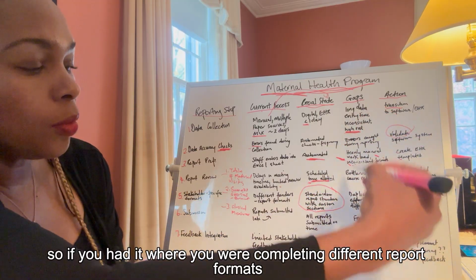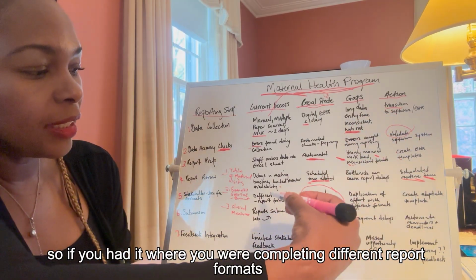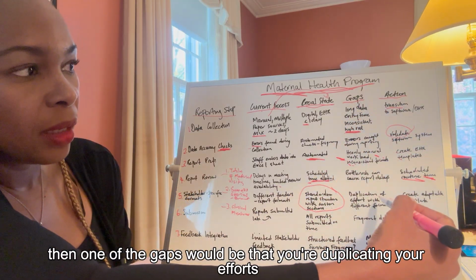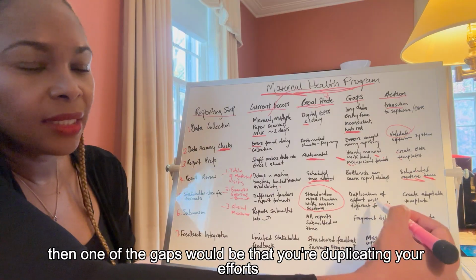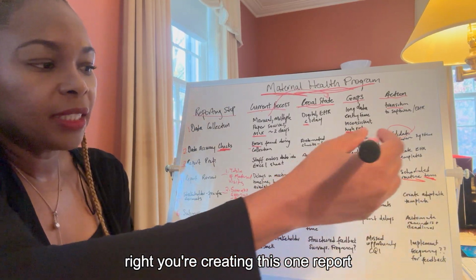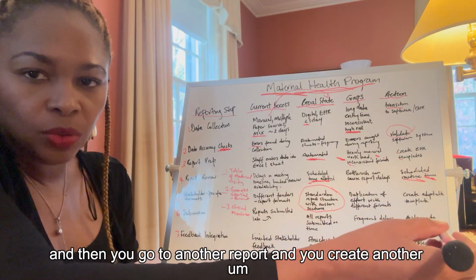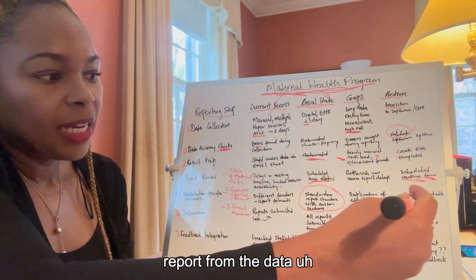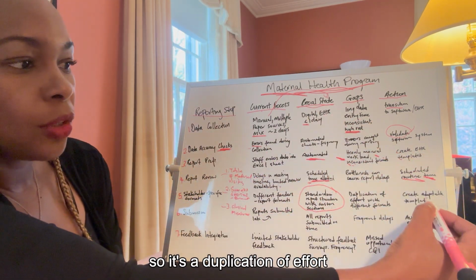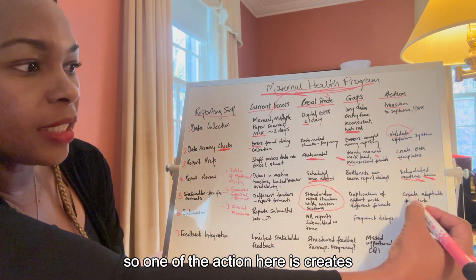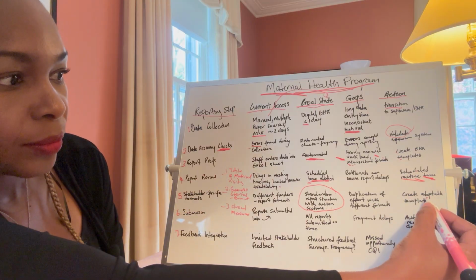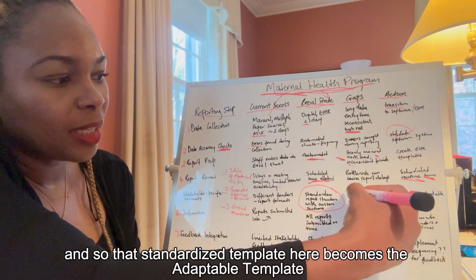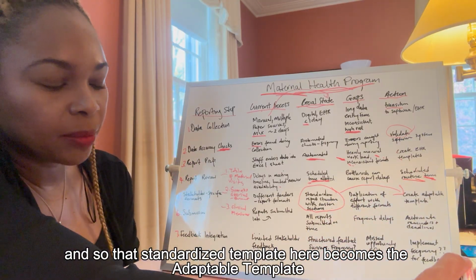Okay, so if you had it where you were completing different report formats, then one of the gaps would be that you're duplicating your efforts, right? You're creating this one report, and then you go to another report and you create another report from the data. So it's a duplication of effort. So one of the actions here is to create an adaptable template. And so that standardized template here becomes the adaptable template.